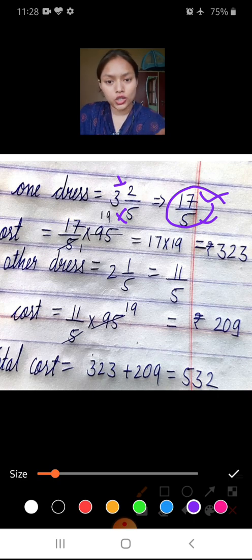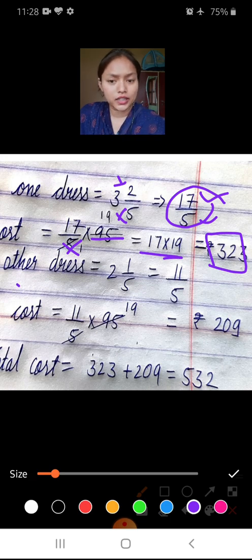And what's the cost? 95. So we will multiply that by 95. 17 upon 5 multiplied by 95. Okay, we will cut: 5 ones are 5, 5 nineteens are 95, or 19 fives are 95, so it is 19 times. So 17 multiplied by 19, 323 is the cost of one dress.